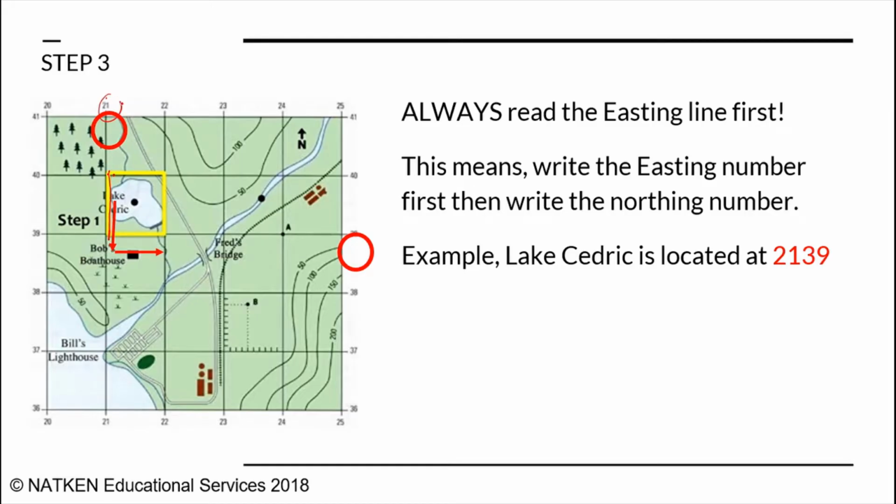It would have been 21. So this is our easting line. And then our northing line, which we would read after, would have been the one that is right at Lake Cedric as well, which is this one here going all the way across, and we can see that that number is 39. So since we're reading our easting line first, which we have as 21, our first thing would be to write down 21. And the northing line, which is 39, we would write it down as 39. So our 4-figure grid reference for Lake Cedric would have been 2139.